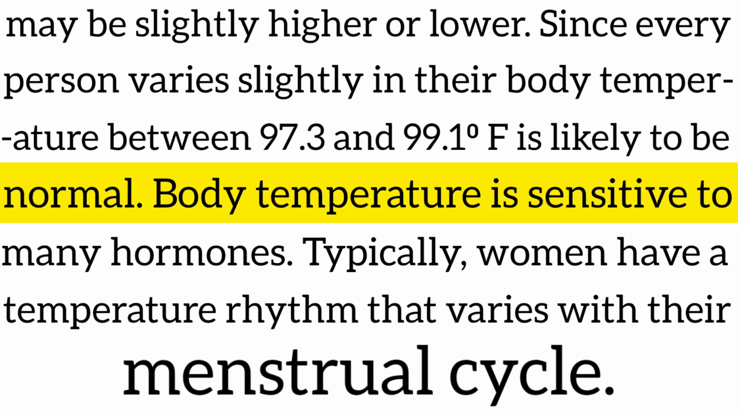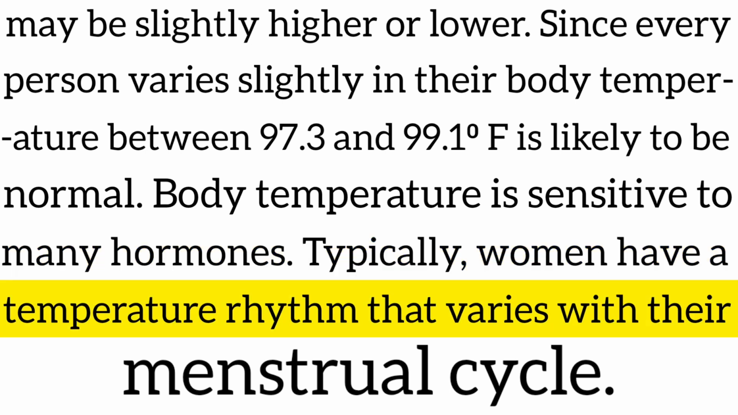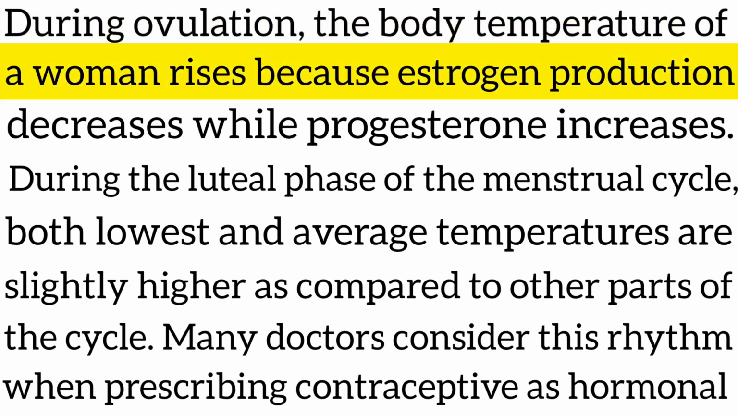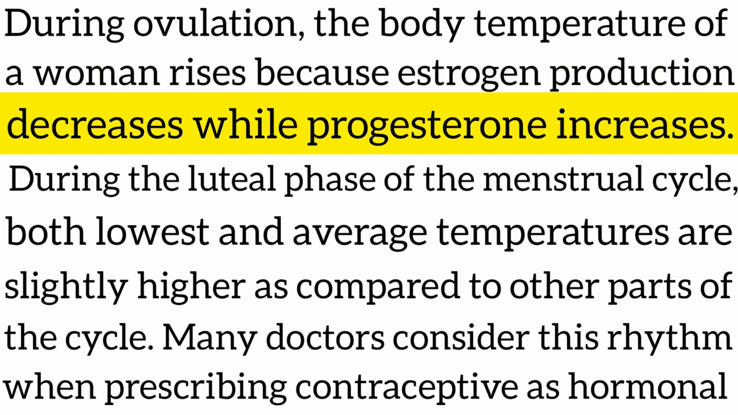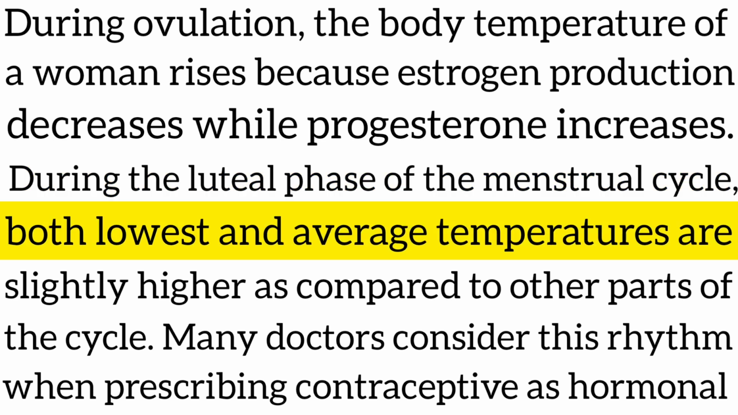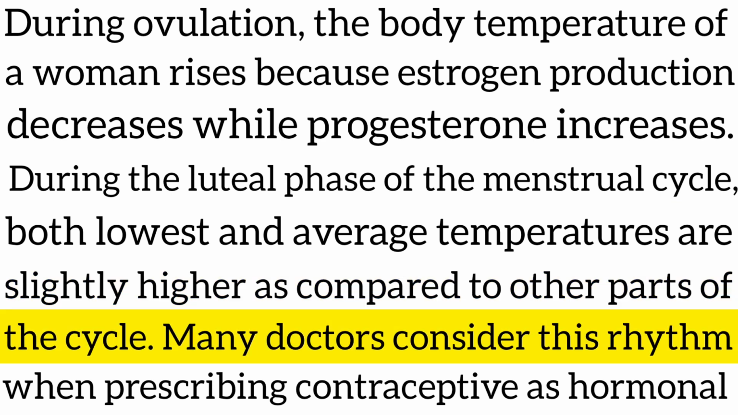Body temperature is sensitive to many hormones. Typically, women have a temperature rhythm that varies with their menstrual cycle. During ovulation, the body temperature of a woman rises because estrogen production decreases while progesterone increases. During the luteal phase of the menstrual cycle, both lowest and average temperatures are slightly higher as compared to the other parts of the cycle.